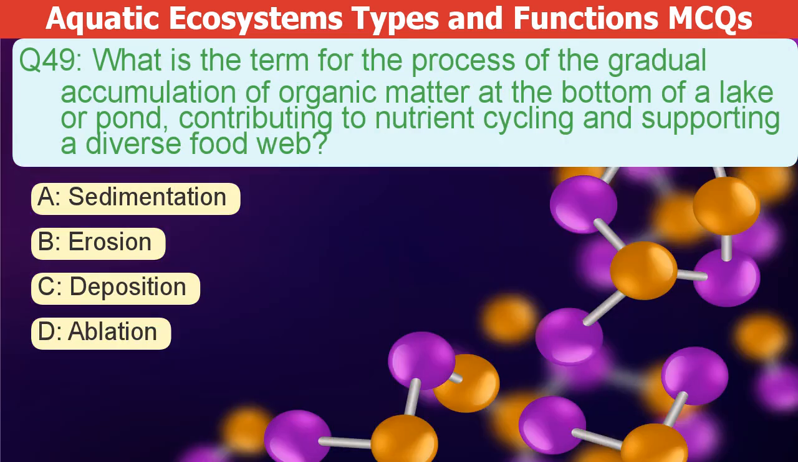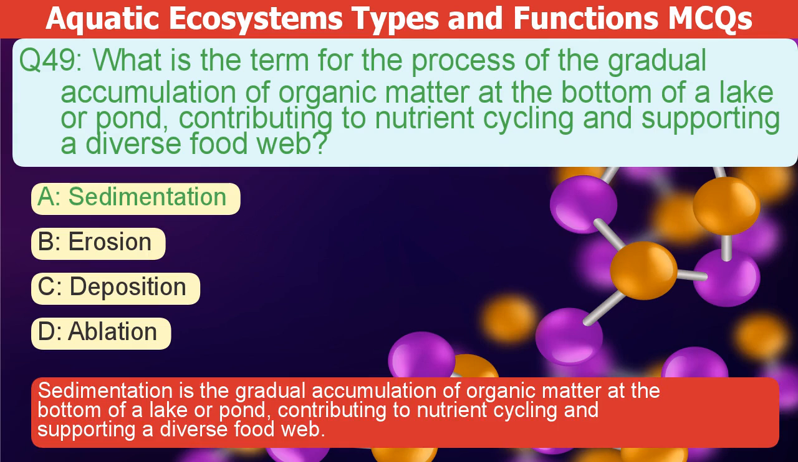What is the term for the gradual buildup of organic matter at the bottom of a lake or pond, helping with nutrient cycling and supporting a diverse food web? A. Sedimentation. B. Erosion. C. Deposition. D. Ablation. The correct answer is D. The benthic zone is the bottom layer of water or substrate in aquatic ecosystems. It's where organisms live, feed, and decompose organic matter.